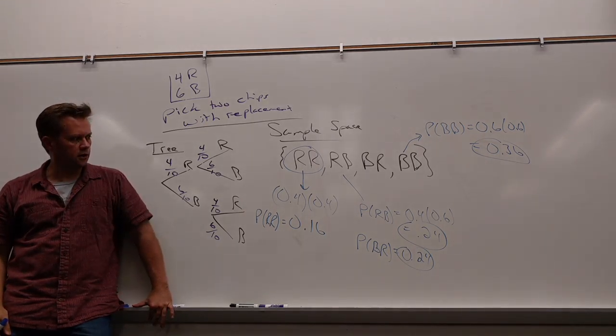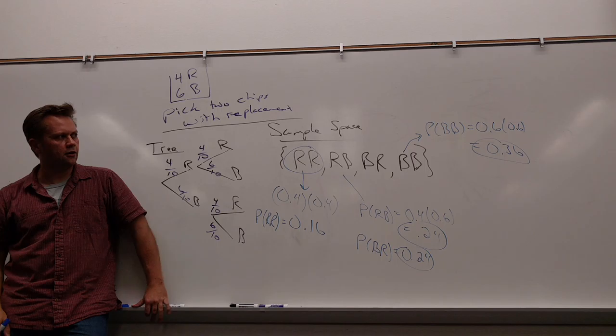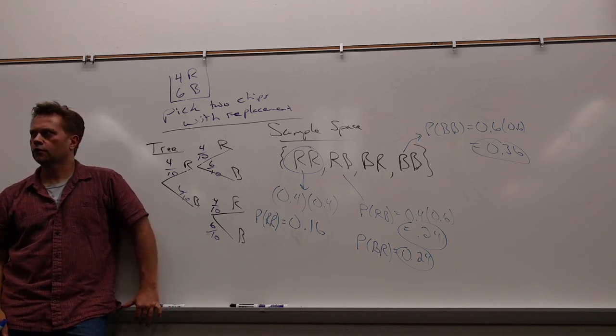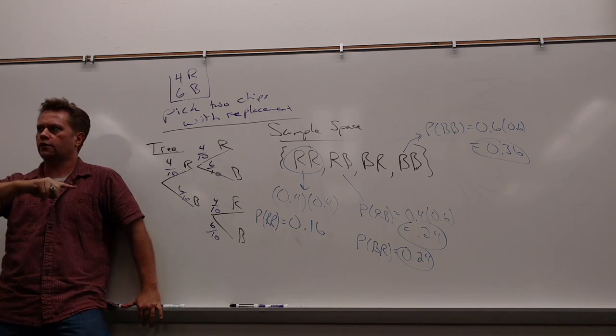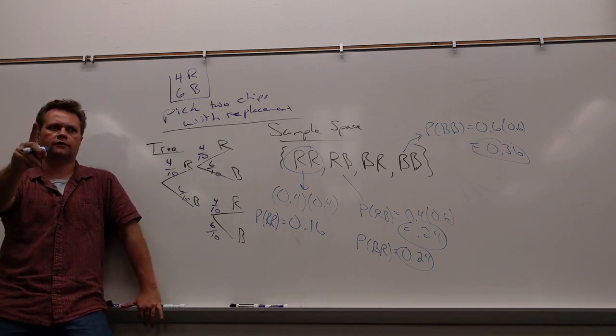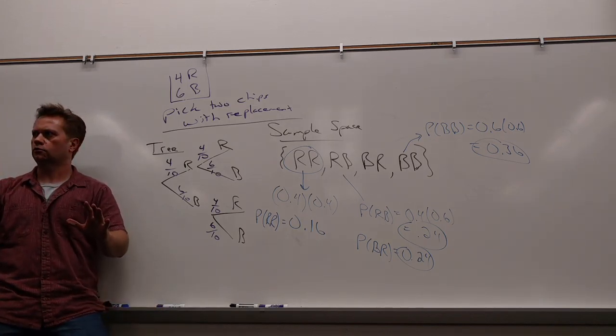36, cool. Oh, so happy you're here, Garrett. Let's see. And if you add all those up, 100%, I like it. And of course, it's got to be 1 at the end, because that's everything that could possibly happen. So all the probabilities have to add to 1. I like it. Cool.